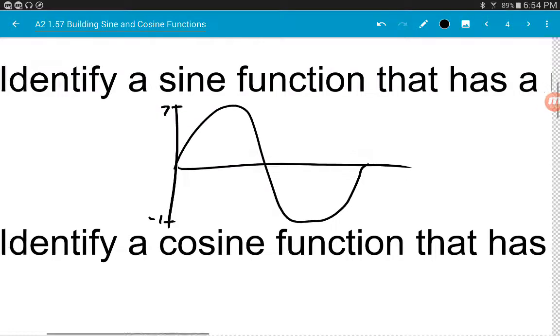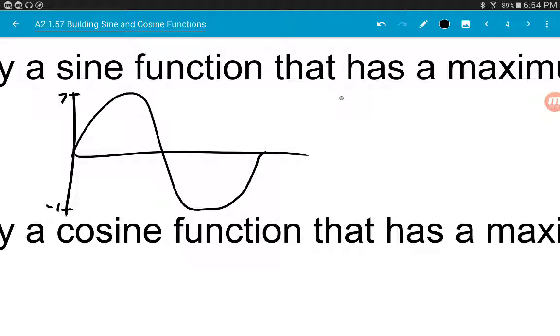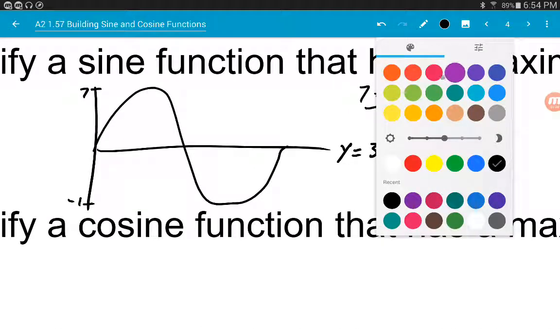Now I need the midline in order to create a function, so let's average these two together. 7 plus -1 divided by 2. That's going to be 6 divided by 2, which is 3. So this line here in the middle, the average value, is going to be y equals 3.